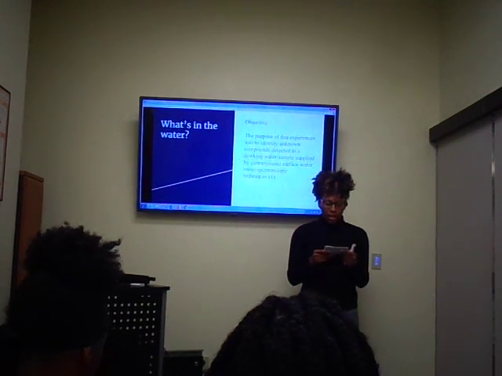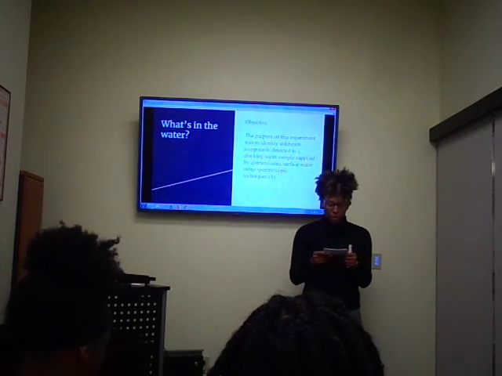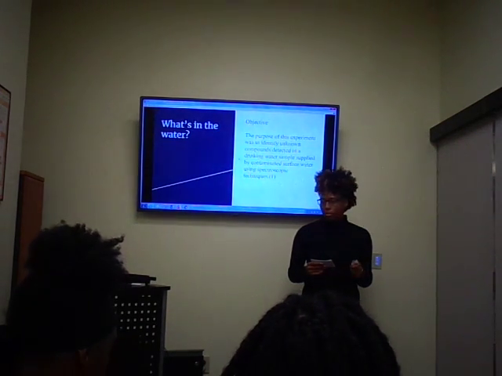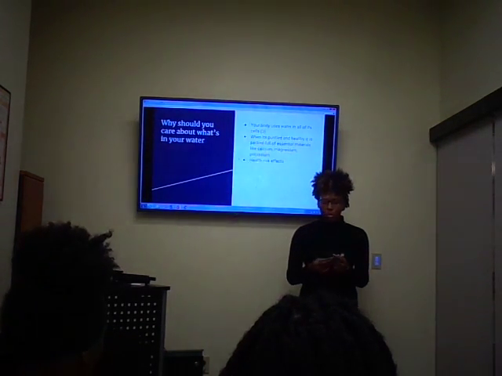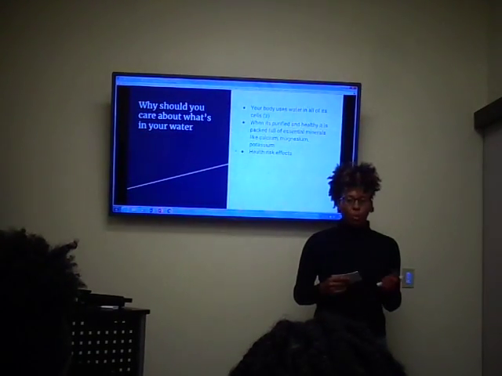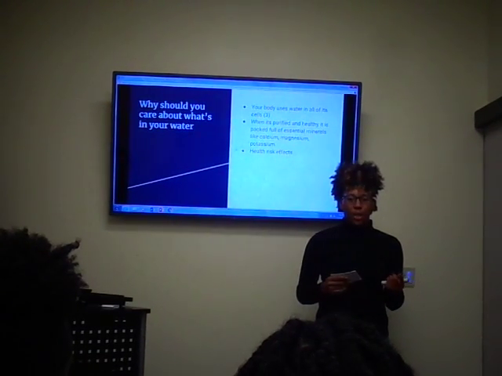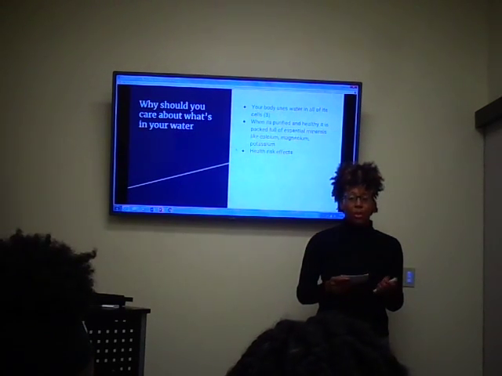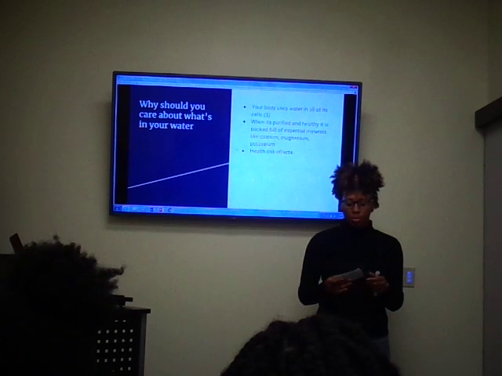According to the Concepts in Chemistry Laboratory Manual, the purpose of this lab was to use my techniques to find out the name of my unknown compound. Why you should care about what's in your water is because your body uses water in all of its cells, and when the water is purified, it helps you get all your essential minerals like magnesium and calcium.